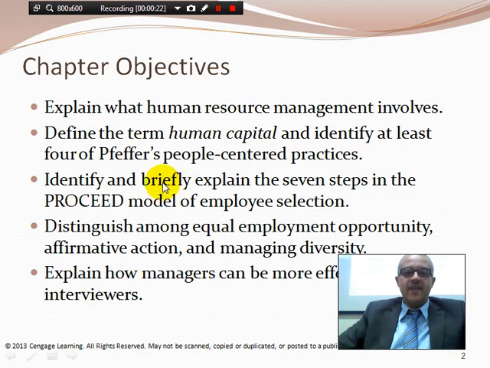We're going to identify and briefly explain the 7 steps in the PROCEED model of employee selection, distinguish among equal employment opportunity, affirmative action, and managing diversity, and we'll try to explain how managers can be more effective interviewers.